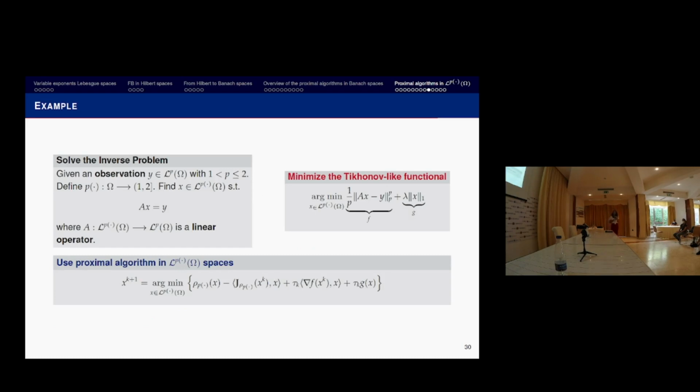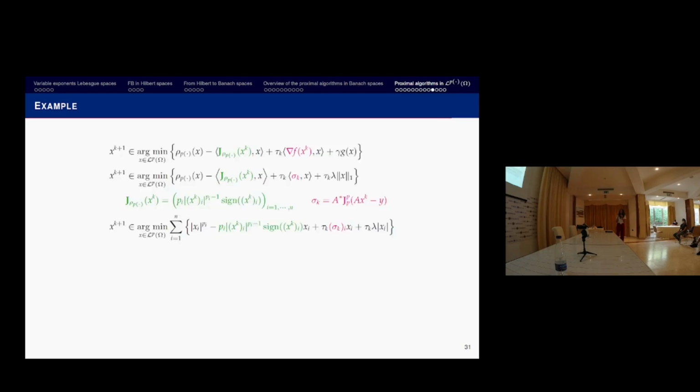So instead, here we have a linear operator that goes from LP variable to LP, and an observation that lives in LP. And we want to solve the optimization problem, the inverse problem AX equal to Y. And again, we consider the Tikhonov-like functional, as before, defined with F smooth, norm of AX minus Y to the power of P, and we have G, that is the L1 norm. And we use the algorithm that I just showed you with the modular.